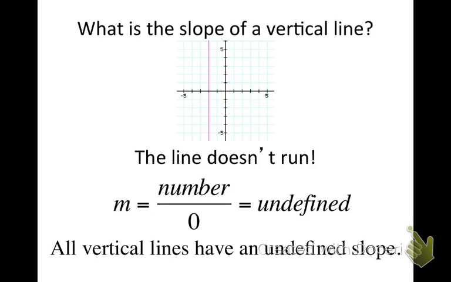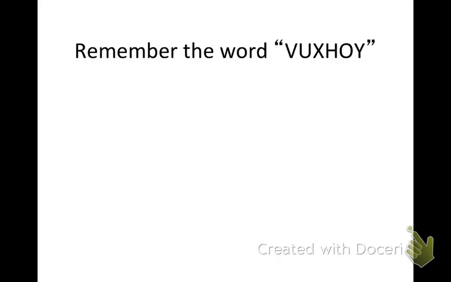So if you ever see a horizontal line, slope is 0. If you ever see a vertical line, its slope is undefined. The way to remember that is the word VUXHOI. Now that sounds really weird and probably doesn't make sense because it's not a real word. It's just an acronym like ASAP or AWOL. They're things that don't really make sense in terms of their wordage, but when you realize this stands for something else, then it makes sense. So VUXHOI stands for this.